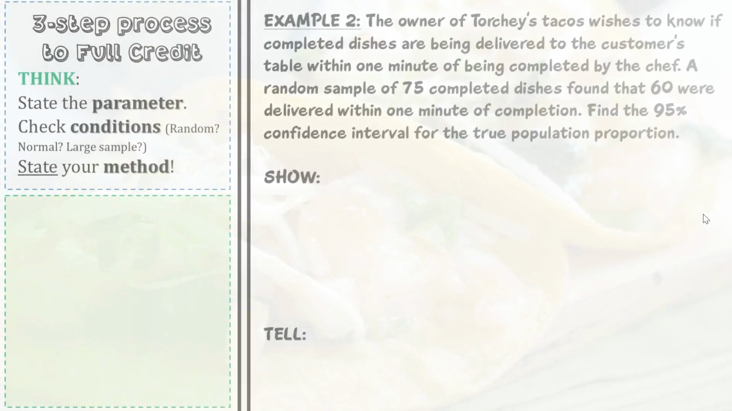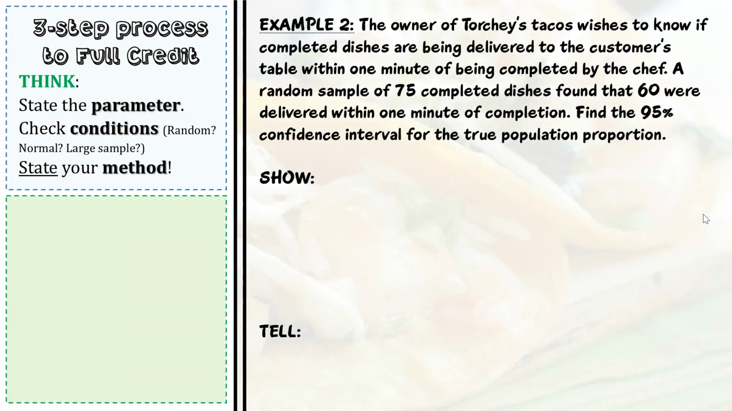So let's try another one dealing with Torchy's tacos. Pause the video and try to do this one on your own. If you can, I'd love to see you practice this before hitting play. All right, so we're taking a look at completing dishes on time, within under a minute. So this one, I wanted to show you where the p hat was coming from, just so you could really see it. My sample proportion is 60 out of 75 dishes were completed. So 80% of the dishes were completed and delivered under 1 minute.